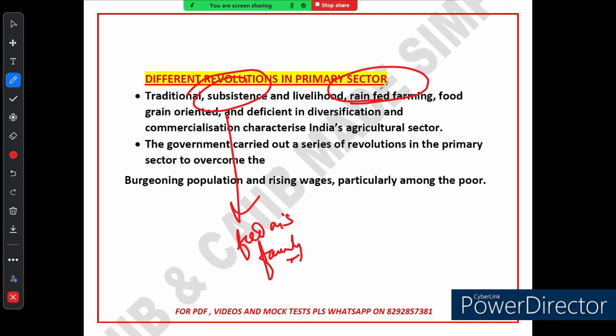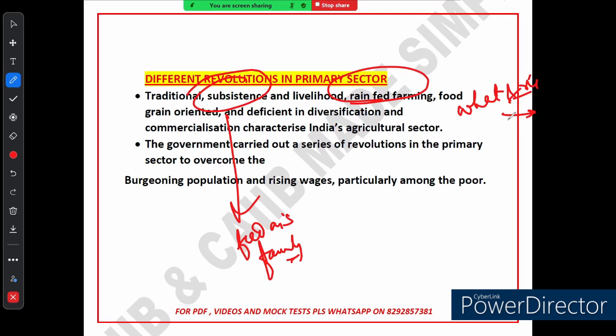So we are talking about the different revolutions. The focus was primarily on food grain like wheat and rice, with little diversification into other crops or commercial farming. This led to issues like low productivity, insufficient food supply for a growing population, creating a cycle of poverty, particularly in the rural areas. Because if you talk from the Indian perspective, the main focus was primarily on food grain like wheat and rice.